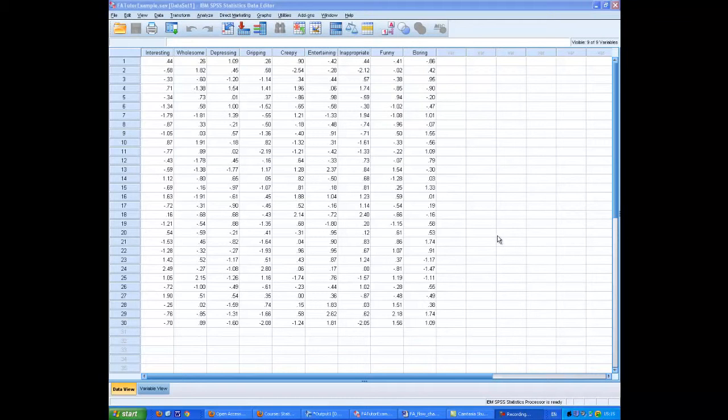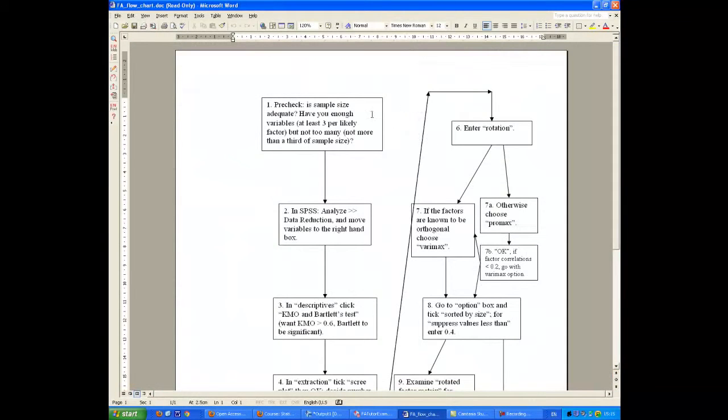This is a demonstration of how to do an exploratory factor analysis. I shall be basing myself on this data set here, which is an artificial data set, but it's put together to give you some very clear answers to the analysis where ambiguity is in fact rather more common. And I'm going to be guided by this flowchart that I've produced here for your benefit. So I'm going to go through the various steps and show you how they're done.